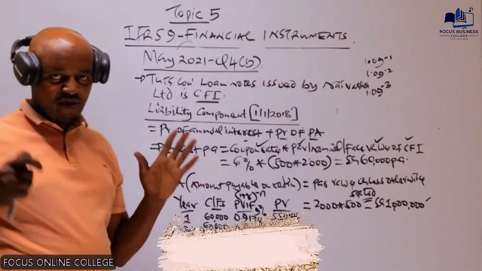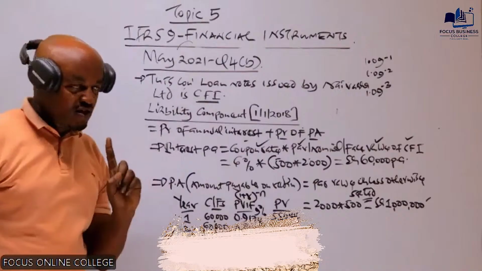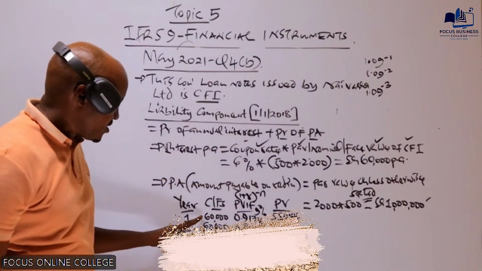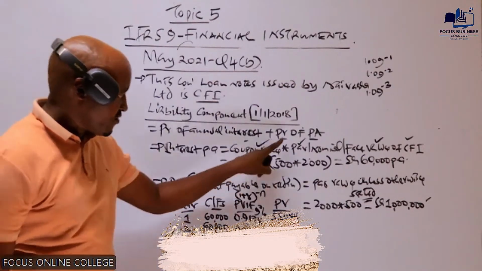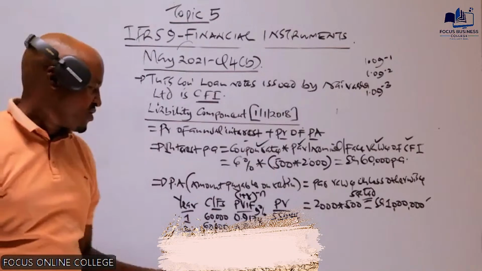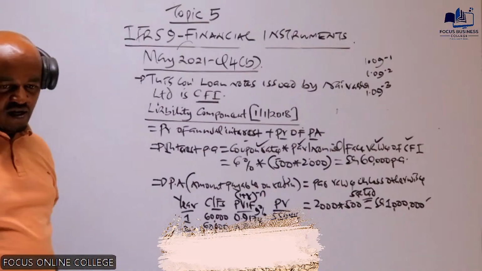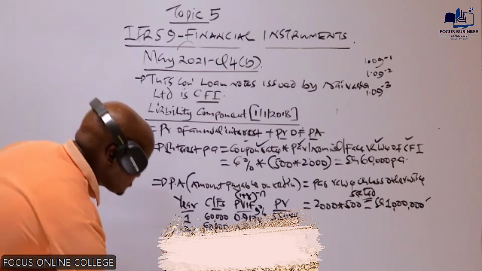Remember what we are computing here. We are computing the liability component. The liability component we are saying is the present value of the annual interest. The annual interest is 60, 60, 60. That is the annual interest plus the present value of the principal amount. Principal amount 1 million, you have said. This one will be paid at the end of year 3. So let's compute this liability component.